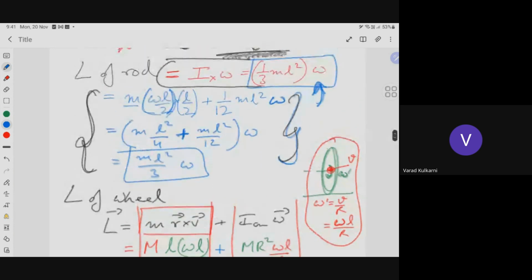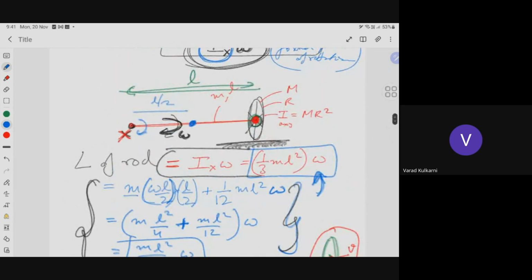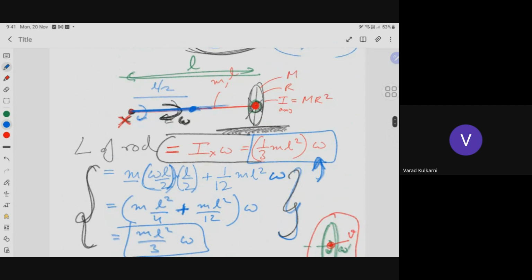r cross v will be what? Oh, sorry, not for the rod, for the center of mass of the wheel. What will be the r cross v? Tell me, guys. Up, down, outside the plane, inside the plane. This velocity, this body is coming outside the plane. So what will it be? The rotation is happening like this. I cannot show my face. Anybody?